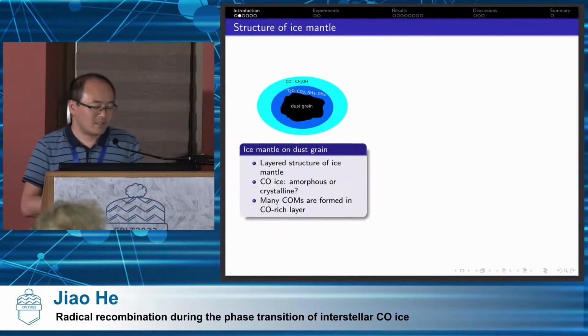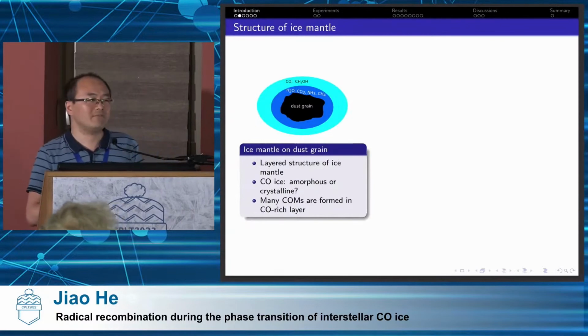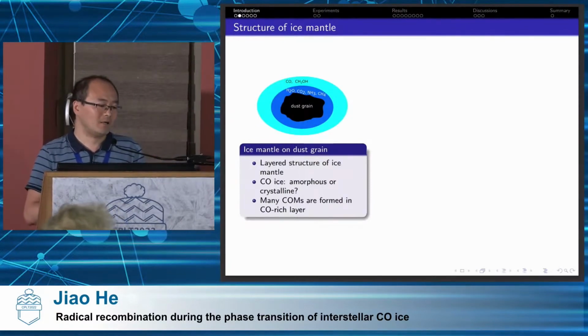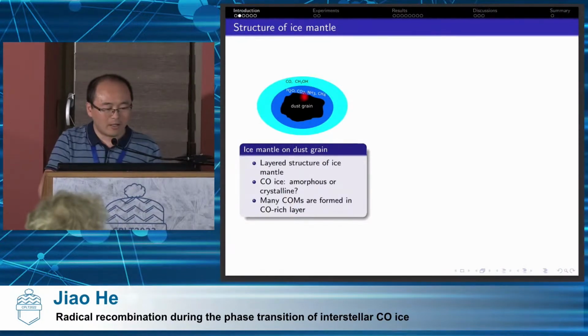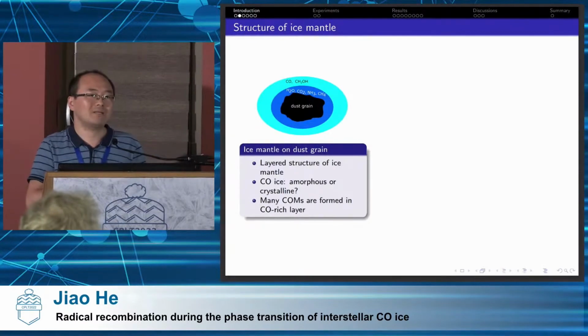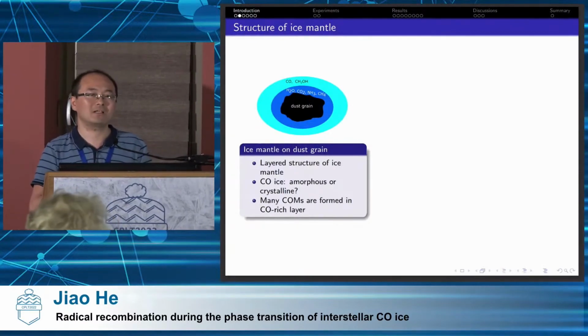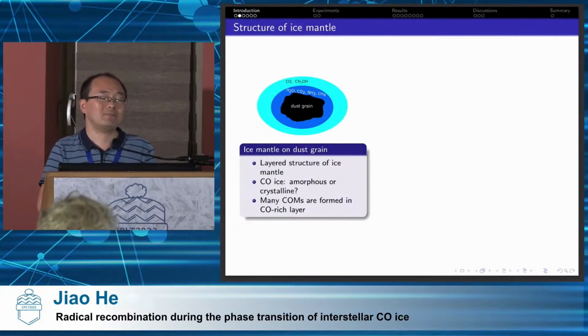So we know that the complex organic molecules are mostly formed in the solid state on top of the cosmic dust grain surface. So here is the cartoon of the dust grain surface, and it roughly consists of two layers. The inner layer is dominated by water in the amorphous form, and the outer layer is dominated by CO, but also contains some other molecules like formaldehyde, methanol, and maybe also other complex organic molecules.